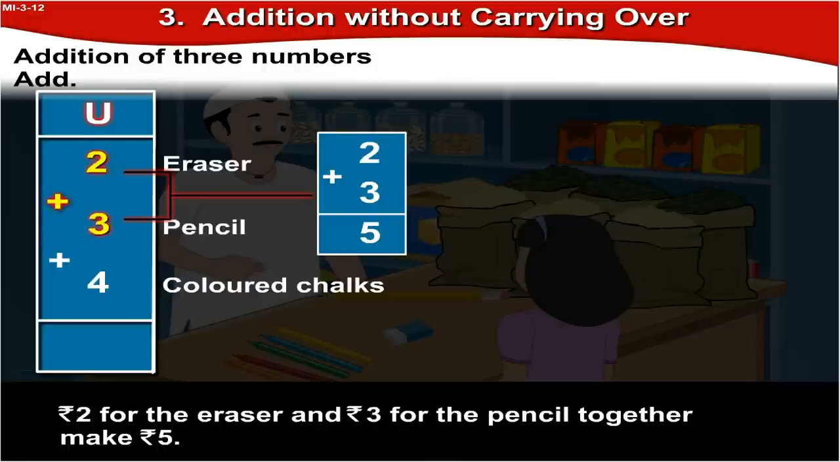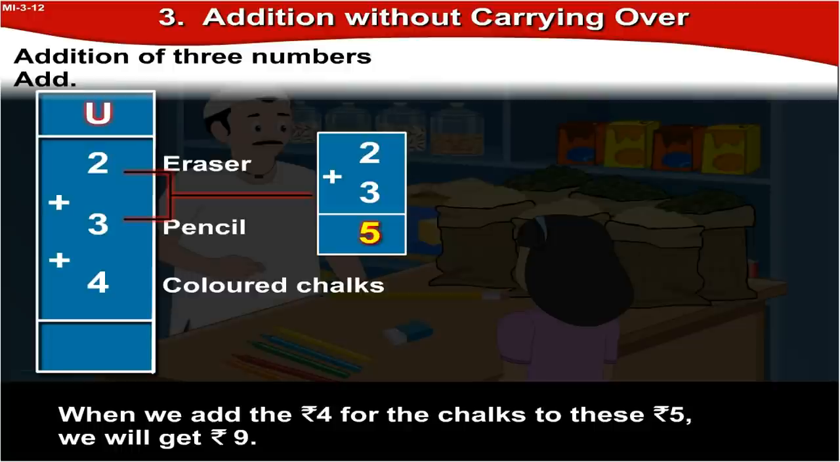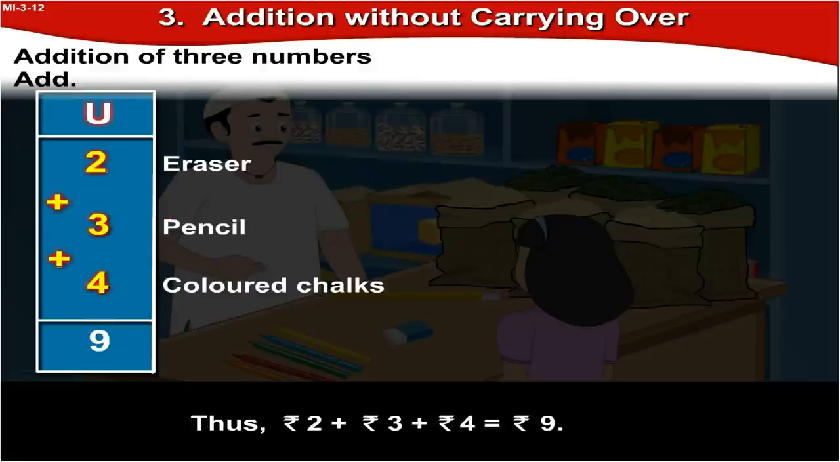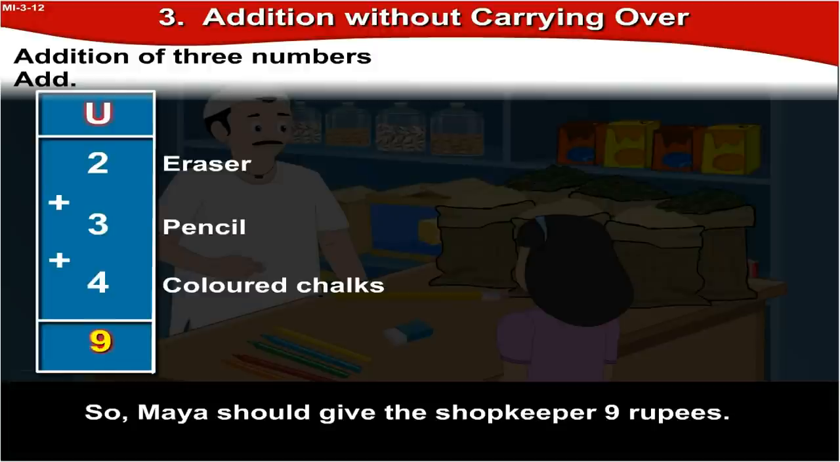₹2 for the eraser and ₹3 for the pencil together make ₹5. When we add the ₹4 for the chalks to these ₹5, we will get ₹9, as 5 and 4 make 9. Thus ₹2 plus ₹3 plus ₹4 is equal to ₹9. So Maya should give the shopkeeper 9 rupees.